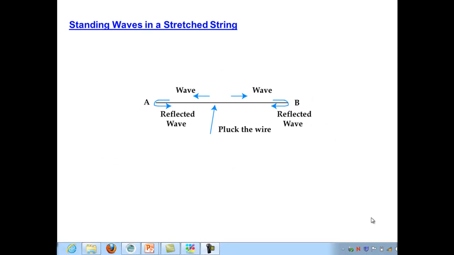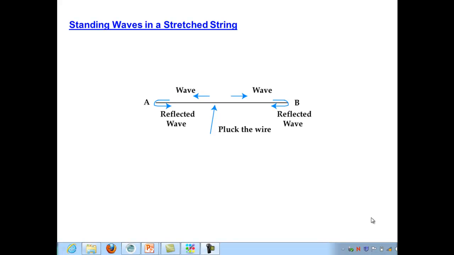Well, now we know that standing waves occur when you have two waves traveling in opposite directions in the same medium that are identical in amplitude, wavelength, and frequency. But how would you actually set that up? And a simple way to do it is the way it's done on stringed instruments.